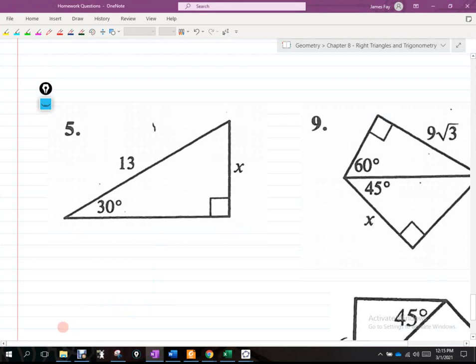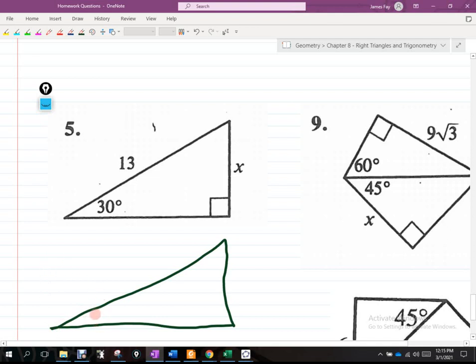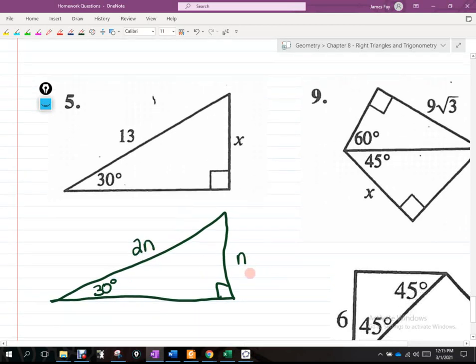All right, so if you take your template and now make sure that your 30 degrees are going to match up. Okay, so across from 30 degrees, what would this side over here be on my template? N. And what is this one going to be? Careful. This is 2n. And now, across from 60 is the n radical 3, right?